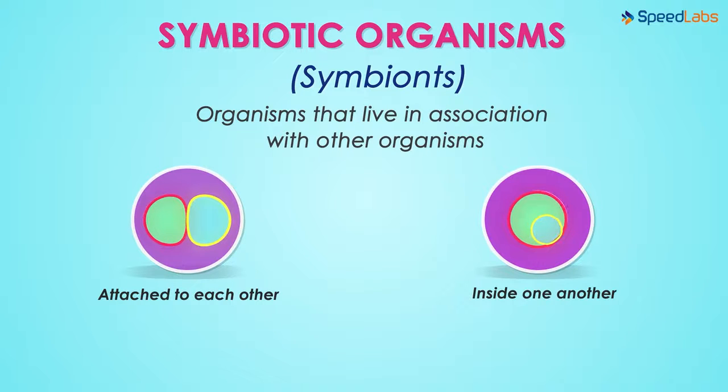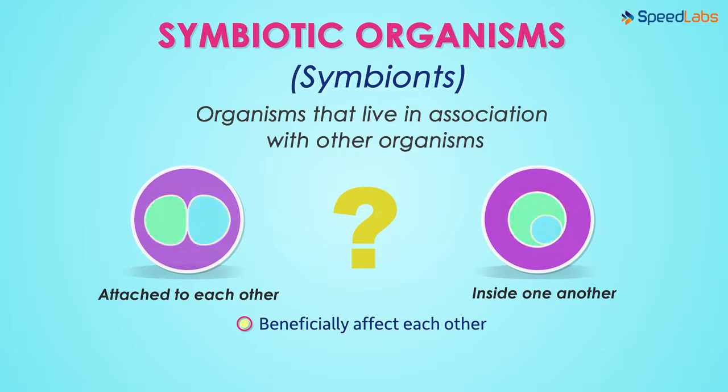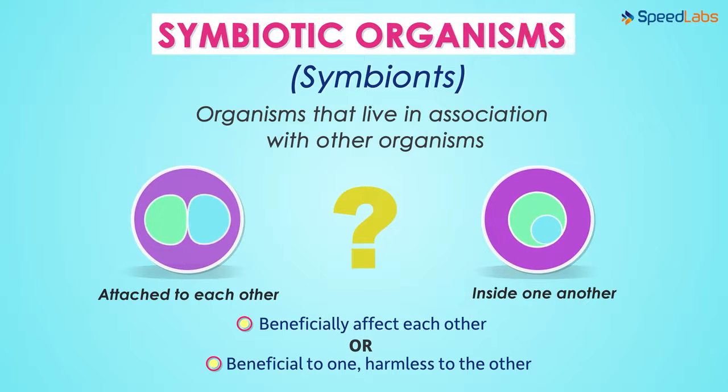But tell me one thing, are the two organisms not affected by each other's presence? Of course they are, but mostly in a beneficial manner. Symbiosis is usually meant for the benefit of both the organisms. It can also be beneficial for one and harmless to the other, as seen in many cases. So do we have examples of symbionts to study?